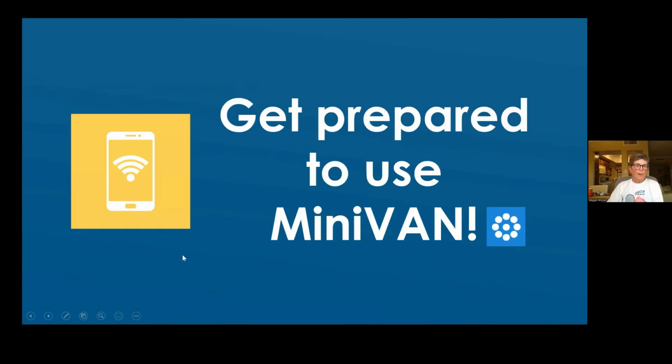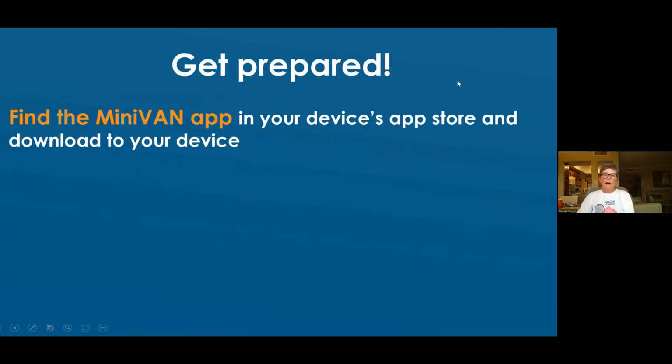Okay, so getting prepared to use miniVAN. Hopefully, all of you have used miniVAN in the past and you have it on your phone already. If you haven't, it's super easy. You just go to your device's app store. I'm an Android user, so I go to the Play Store; on the Apple it's the Apple App Store. And you just look up miniVAN, and it'll pop up, and you can download it to your device.